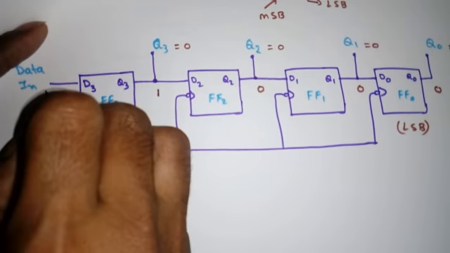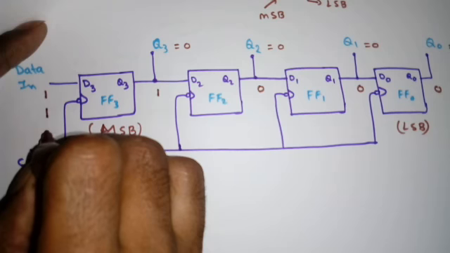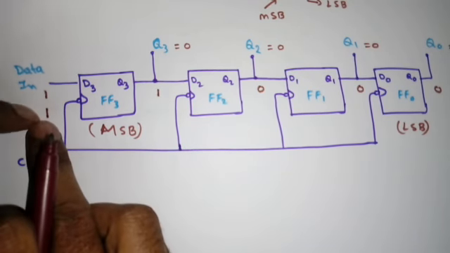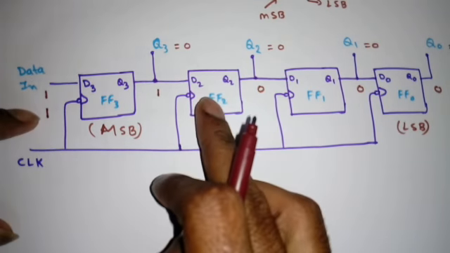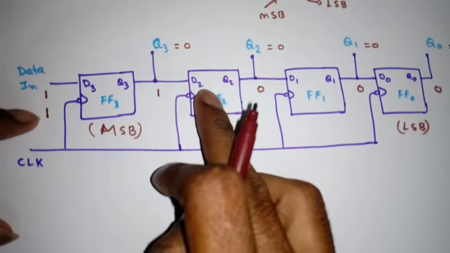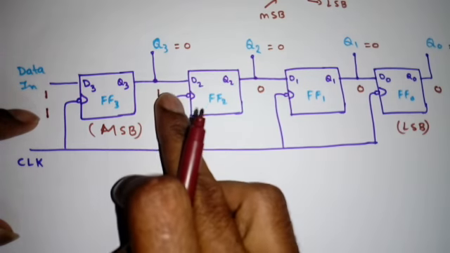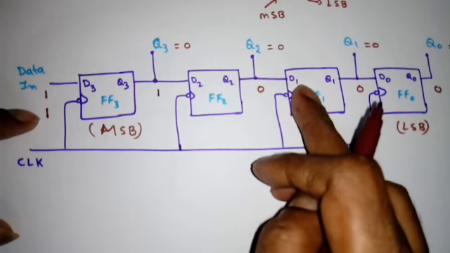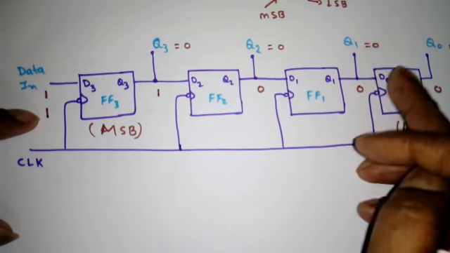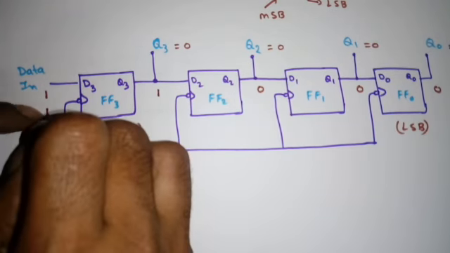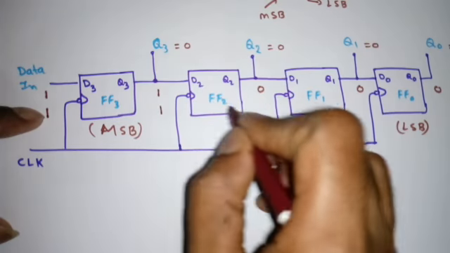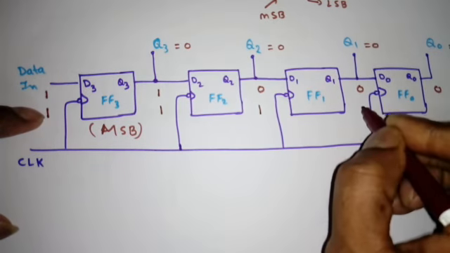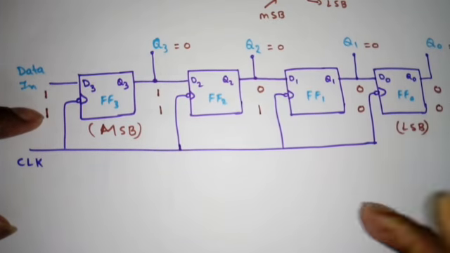Now again I am applying 1. So if I apply the clock, what will happen? See, I applied 1 here, but what is the input of the flip-flop? D2 has now changed from 0 to 1. Then again D1 is 0 to 0, 0 to 0. So the moment we apply the clock, this 1 will be transferred here, this 1 will be transferred here, this 0 will be transferred here, this 0 will be transferred here.